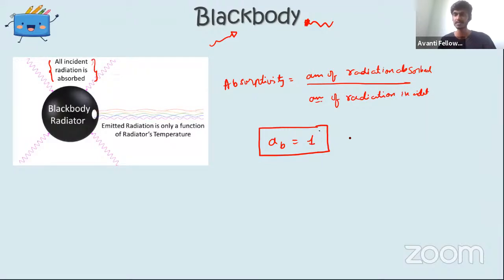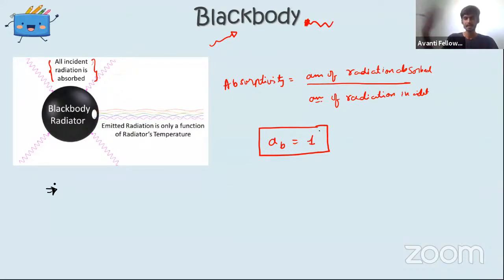So objects with absorptivity 1 are called black bodies, which will absorb everything. Okay. So once it absorbs, it has to emit now. How much will it emit? Can you tell me, guys? Any idea? Any conceptual idea? So how much is it going to emit?